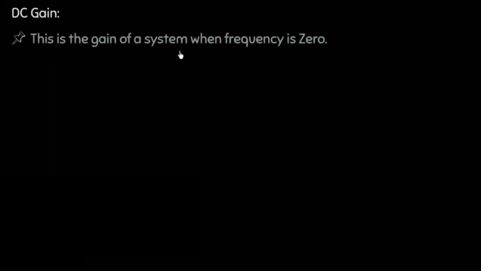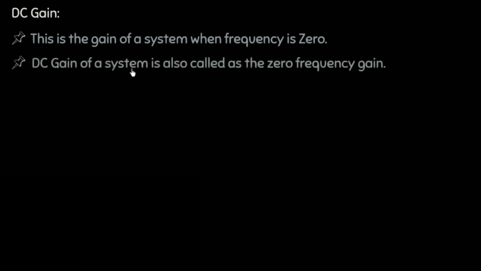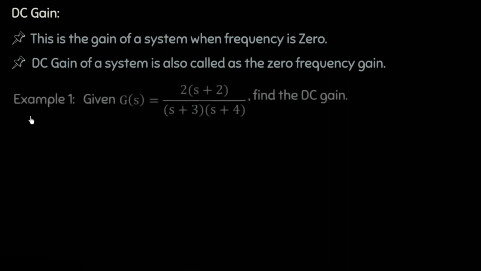is an important parameter of a system. This is the gain of a system when frequency is 0. And that's why DC gain of a system is also called the zero frequency gain. So suppose we have a transfer function representing a system and we put s equal to 0 in the transfer function, then we will have the zero frequency gain, and that zero frequency gain is regarded as the DC gain of the system. So let's understand this with the help of an example.